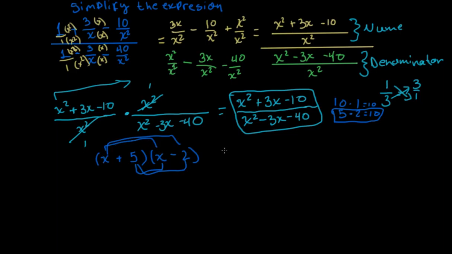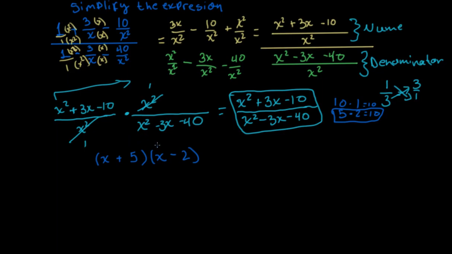So x times x is x squared. x times negative 2 is negative 2x, and 5 times x is positive 5x. Then 5 times negative 2 is going to be negative 10. When you add these like terms, you're going to get positive 3x, and that's our numerator. So that means our factors are good. I'm just going to erase these so we can have a clearer area.